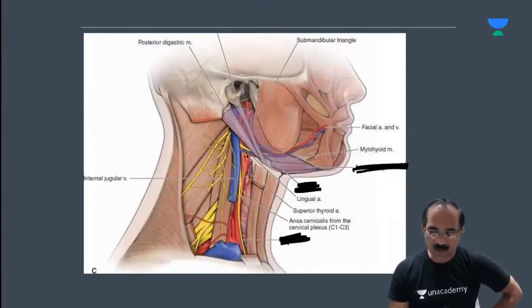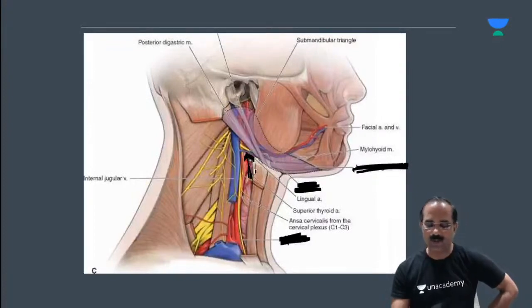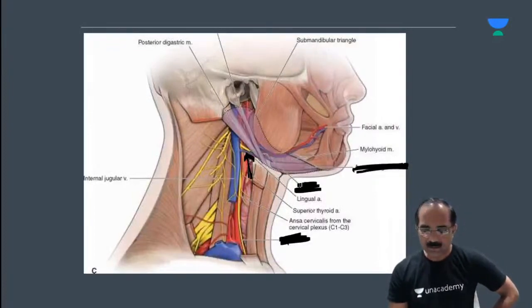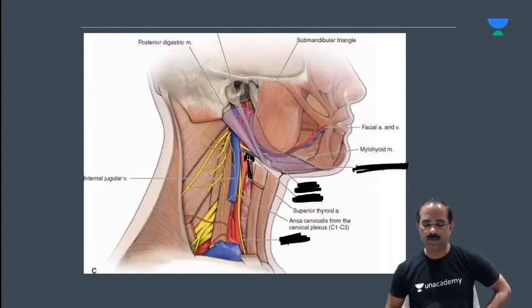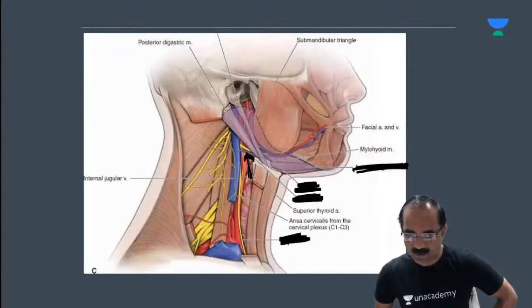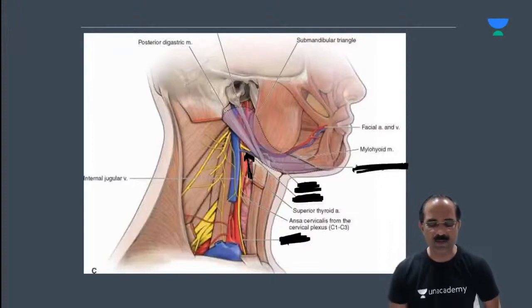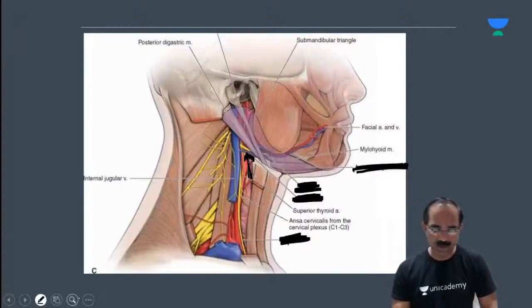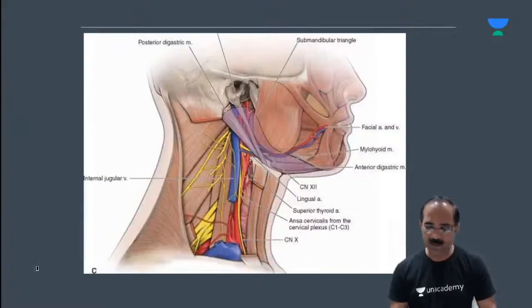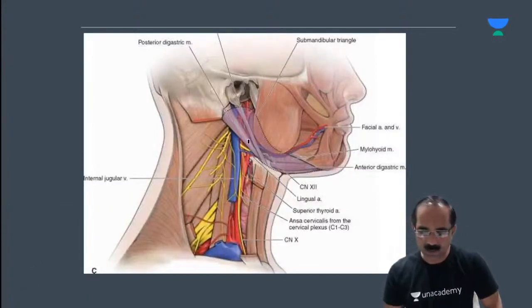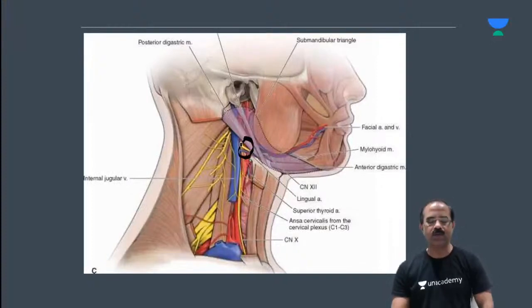Tell me students, what is this? Ye kya nerve hai? What is that nerve that you're looking at? Can anyone answer this? Sympathetic chain is behind the carotid sheath. Okay, it was written lingual. That's fine, you've seen that. That's the lingual artery. Ye hypoglossal nerve hai. This is the hypoglossal nerve.